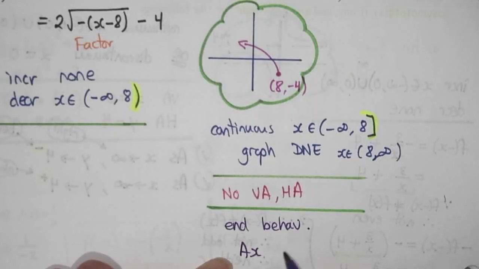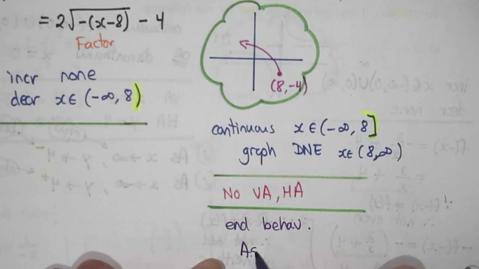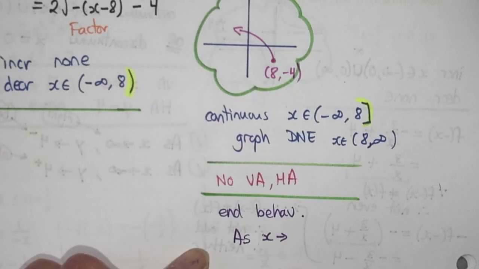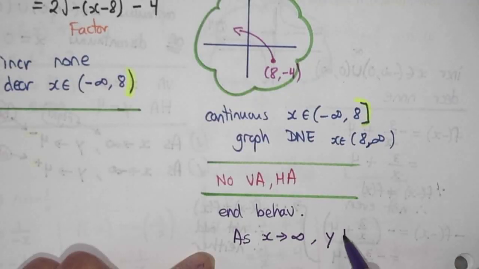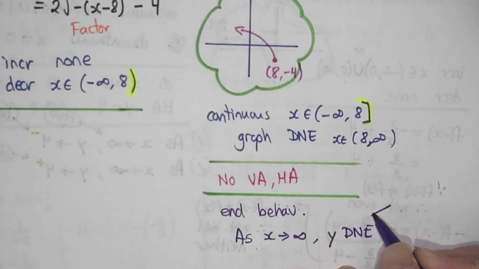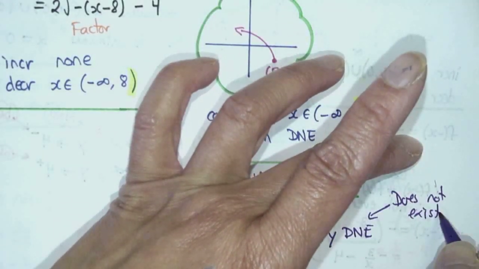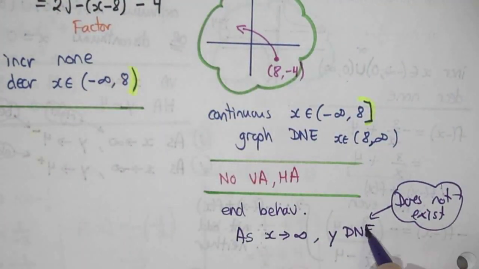As x approaches, and to the right of the graph, infinity, we're going to say y does not exist. So DNE, that stands for does not exist. Okay, so DNE will stand for does not exist.